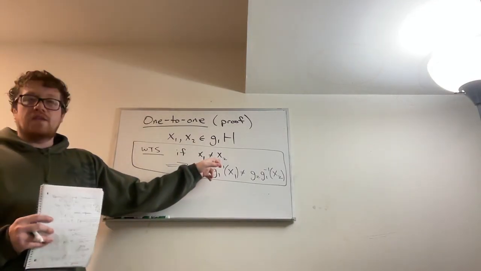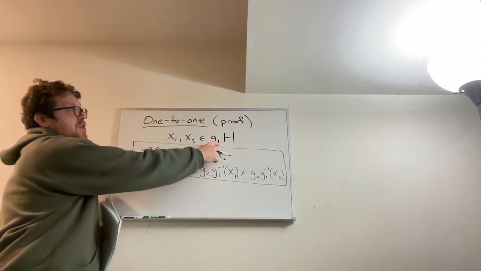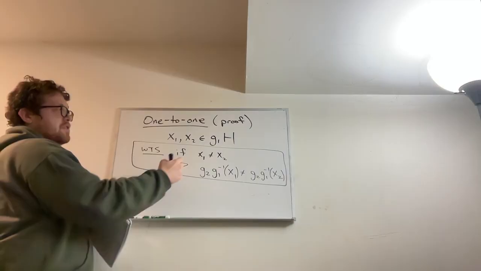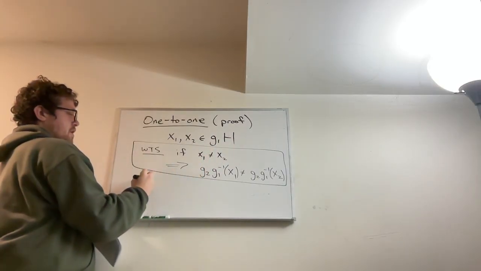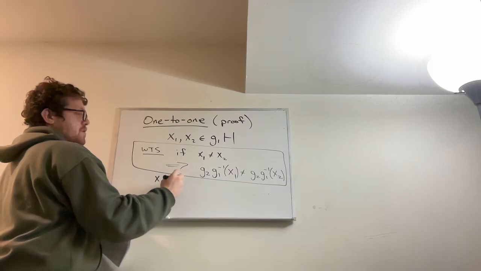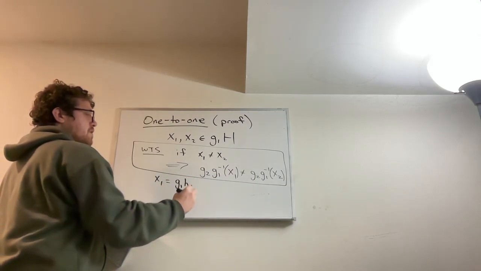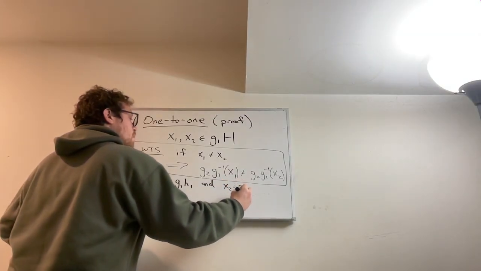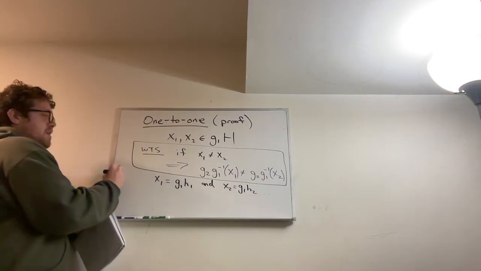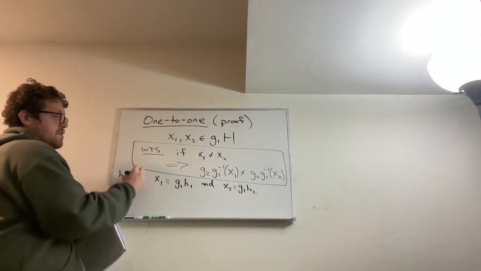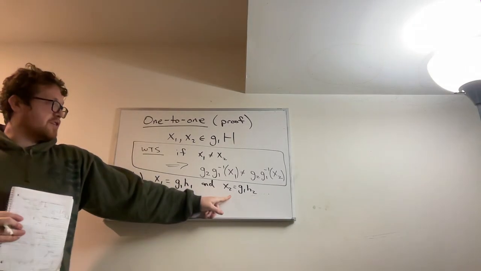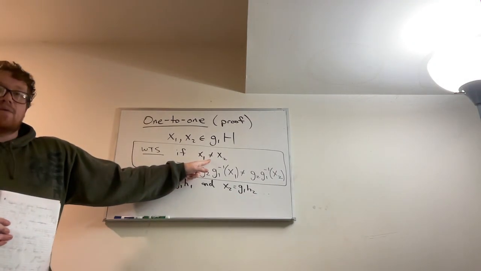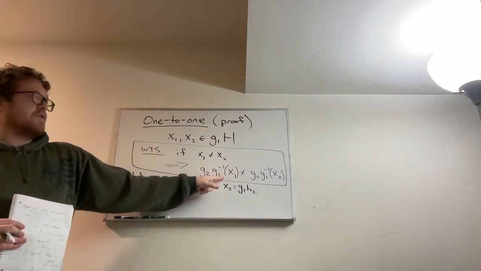But if x1 doesn't equal x2, well, that means the h can't be the same for these two elements. So there must be some h1 and h2 where x1 is equal to G1H1 and x2 is equal to G1H2. And it must be the case that h1 doesn't equal h2, or else x1 would be the same element as x2. So we have two different elements, h1 and h2, assuming x1 is not equal to x2, and then we want to show that the results are not equal to each other.